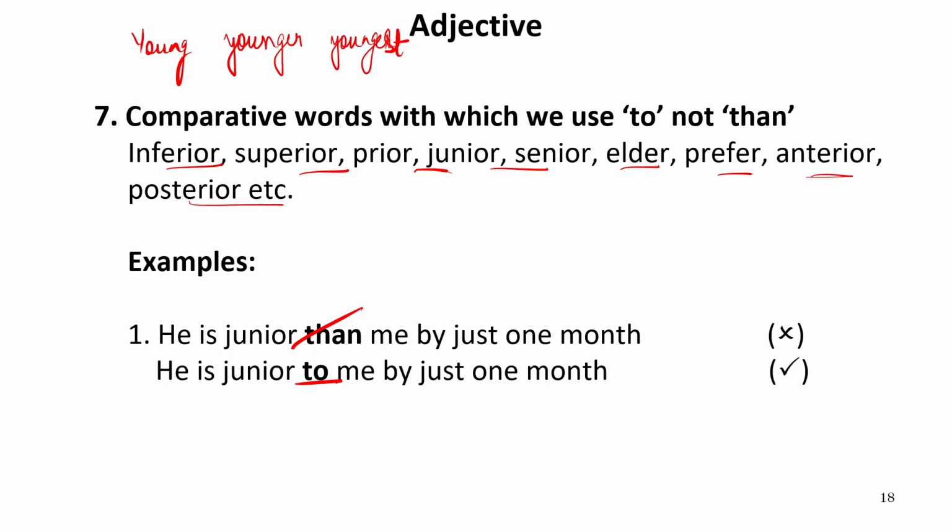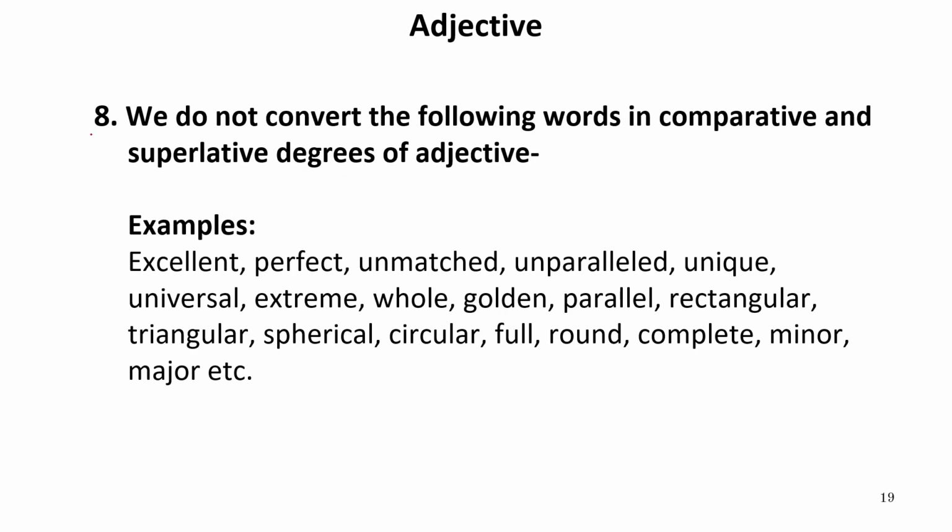For example, young, younger, youngest, these are comparative degrees. But we do not have any positive degree of elder, prefer, etc. Now let us move further. This is rule number 8. We do not convert the following words into comparative and superlative degrees of adjective. Now, there are several words which are to be used as they are. We cannot convert those words into comparative and superlative degree of adjective. What are the words? Let us discuss. Excellent, perfect, unmatched, unparalleled, unique, universal, extreme, whole, golden, parallel, rectangular, triangular, spherical, circular, full, round, complete, minor, major, etc.